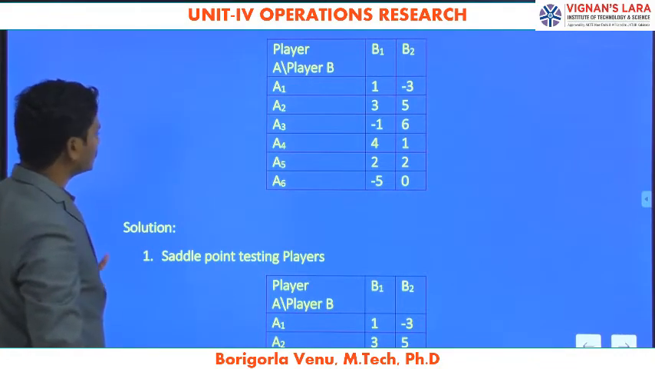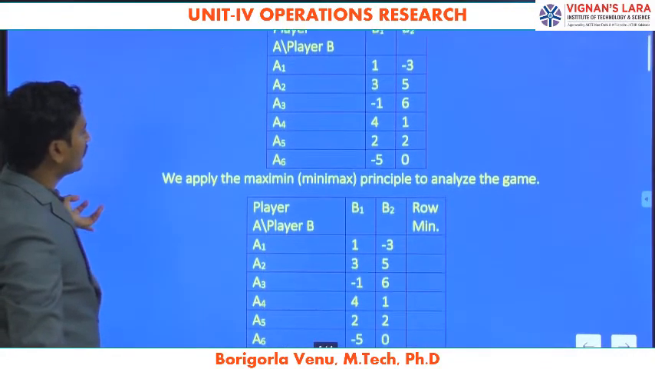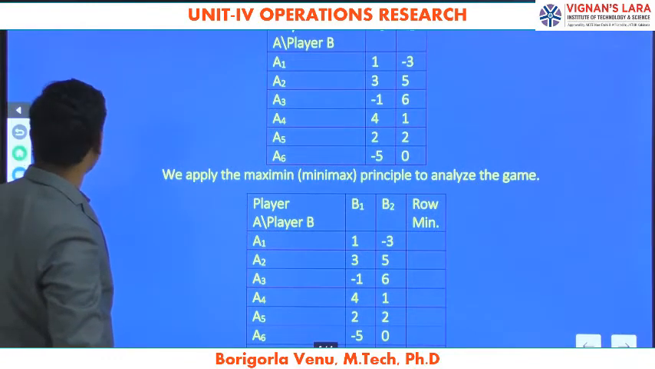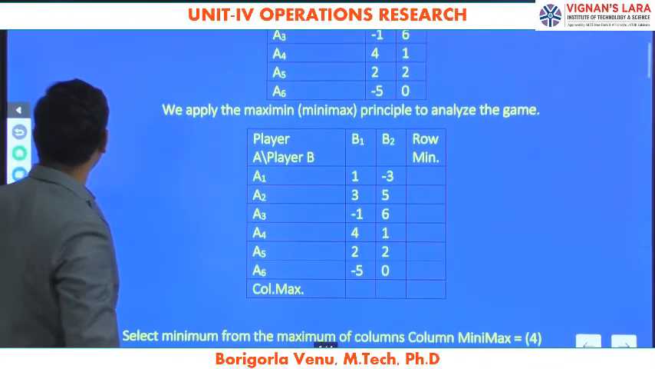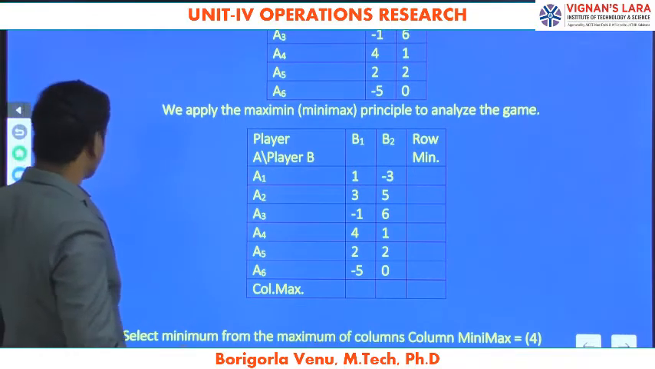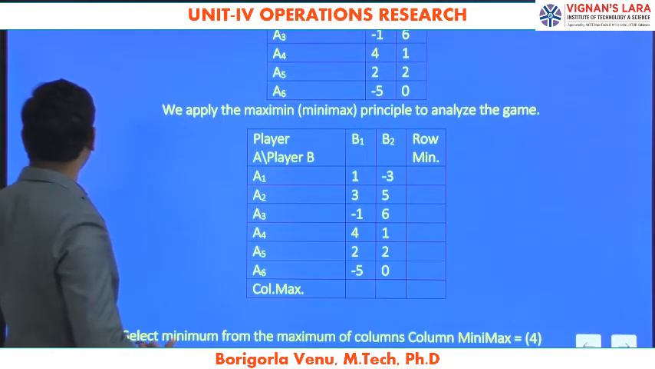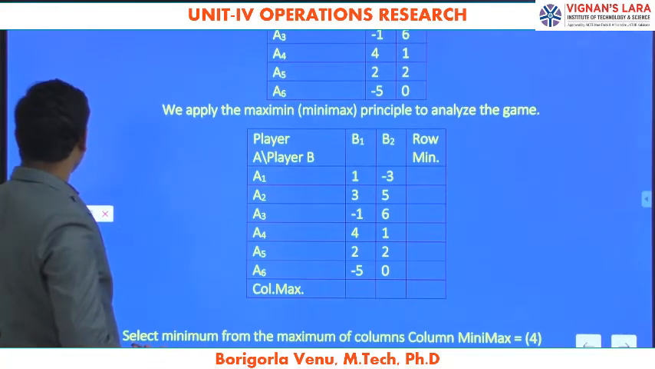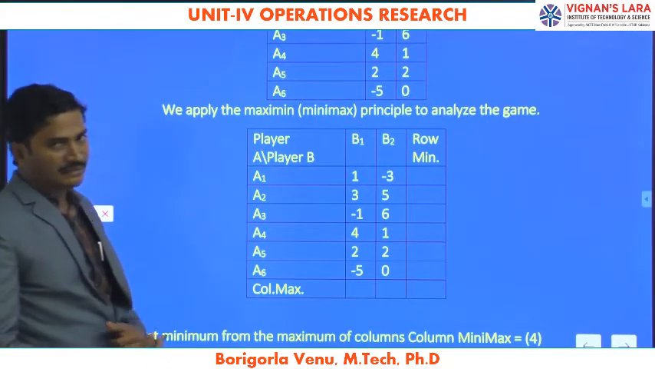First we have to check the saddle point test. First we are going to calculate the saddle point. Then after calculating the saddle point, we are going to reduce the size of the game. Then we are going to solve the game by taking the graphical method.